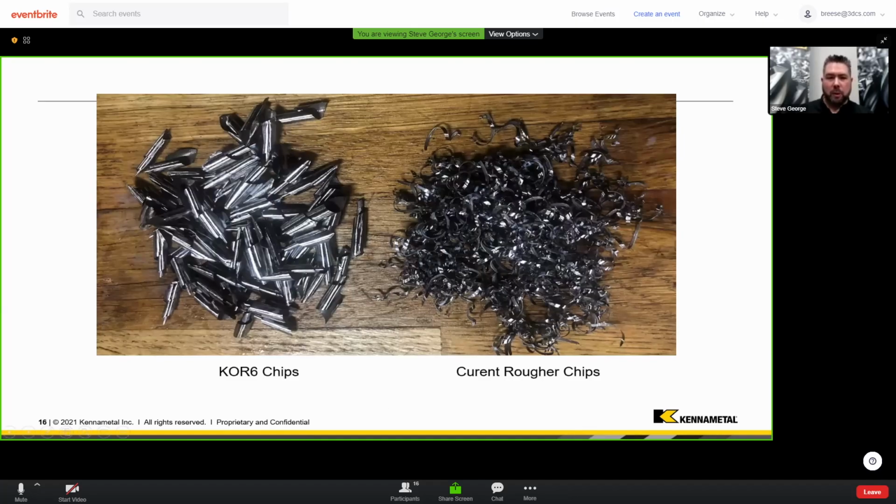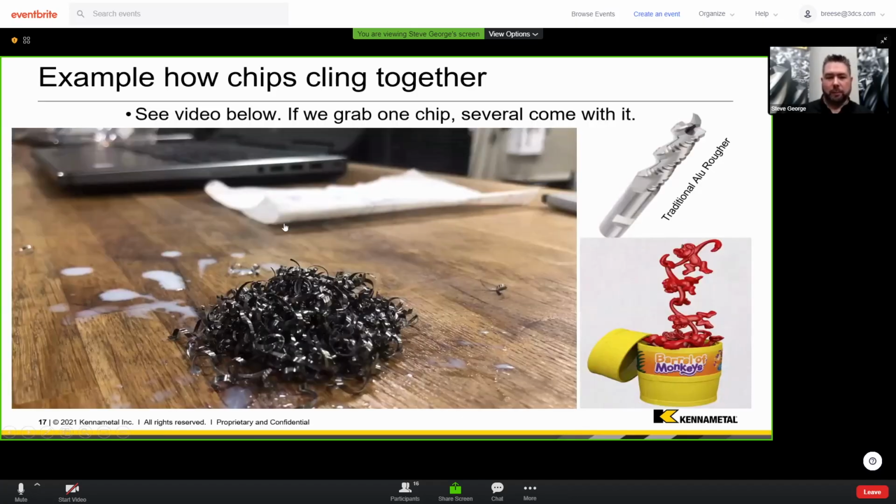So this is a comparison in titanium of our Core 6 tool versus a typical rougher profile. These are great for power consumption, but the chips are all going to stick together. They're very short, but they're also big problems to get out of the machine, versus the same type of machining path, dynamic machining path versus traditional path. Here I've got chips that are actually quite easy to take out of the machine.